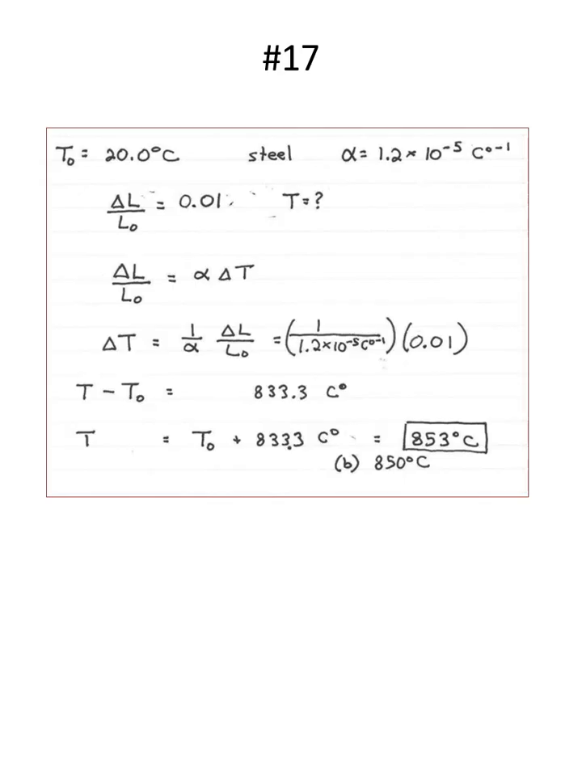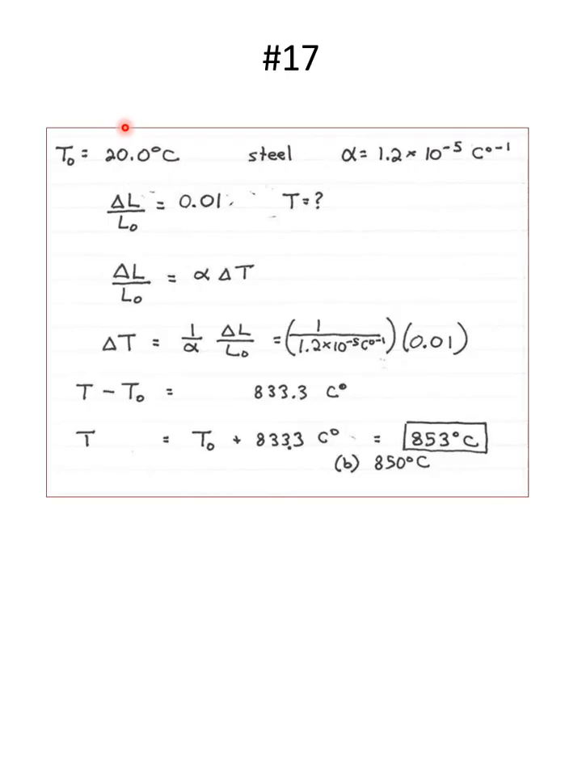We start with number 17. It says, starting at room temperature, increasing a steel rod's length by 1% requires a temperature of about what? And this book gives multiple choices. So let's write down the given information.